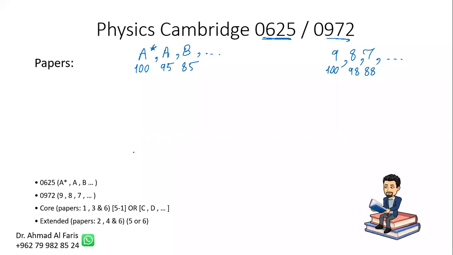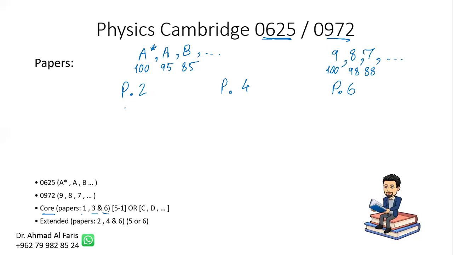Now, as you can see, we have to know the syllabus very well and what we are going to do. We have three papers: paper 2, paper 4, and paper 6 for the extended paper. I prefer that all of you do the extended paper. If you are very weak in physics, you can choose the core, which is paper 1, 3 and 6, but I prefer that you do the extended papers.